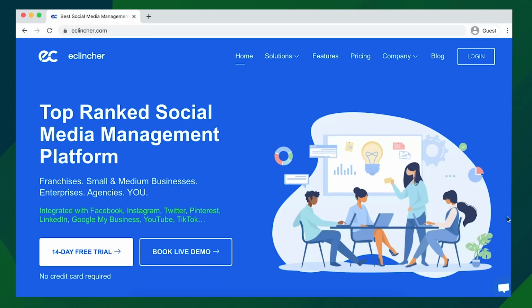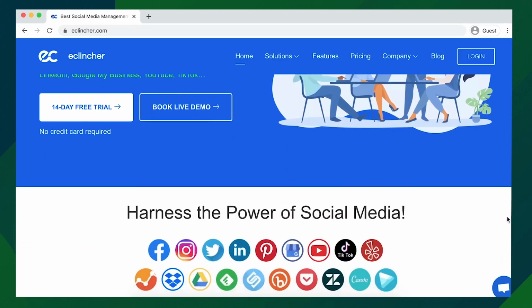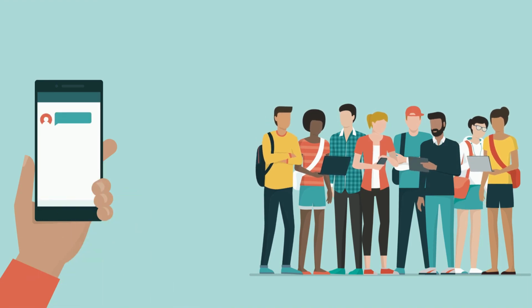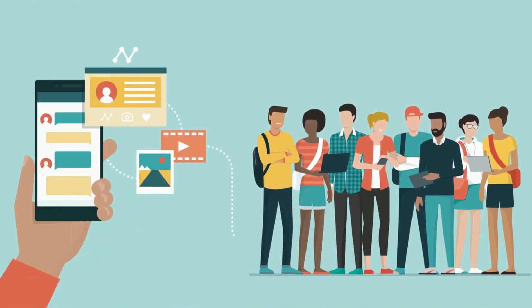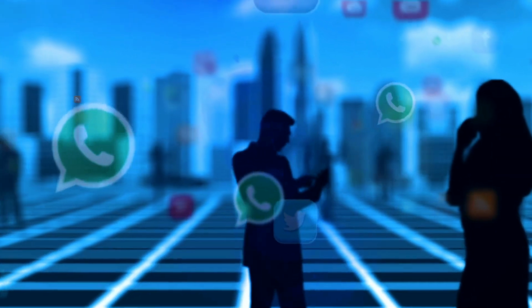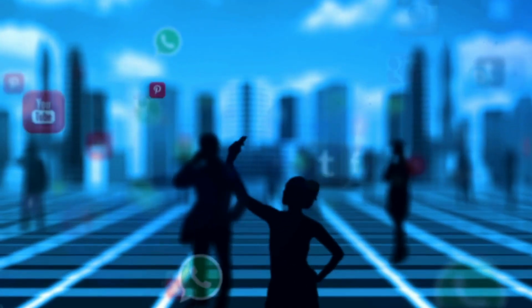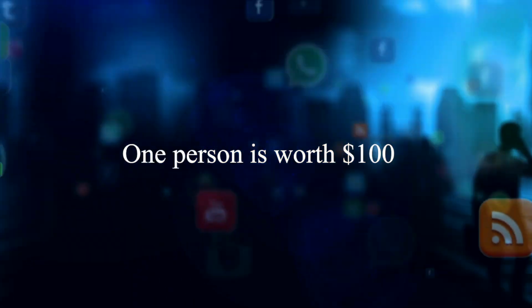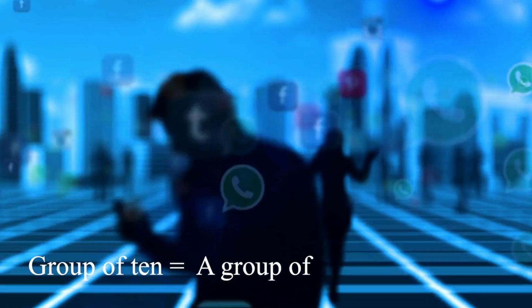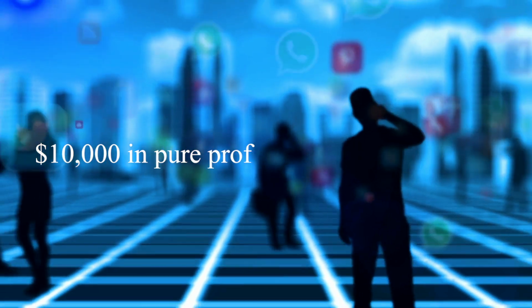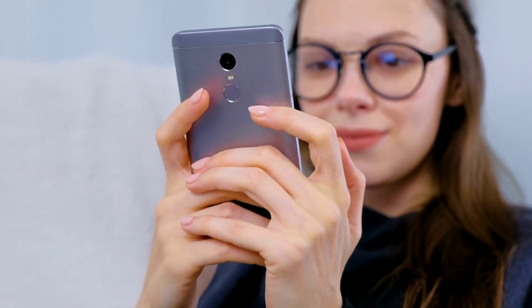But first, let's consider the facts. There are about 3.6 billion people on social media in the world. That equates to nearly half the world's population utilizing social media. With that number expected to rise to about 4.4 billion by 2025, there'll be a lot of people who'll benefit from eclincher.com. Each of the people you refer out of 4.4 billion, one person is worth $100, a group of 10 is equal to 1,000, and 100 persons in all is 10,000 in pure profit for you, because you won't have to invest any money, because I'll show you a simple approach for getting paid for nothing.